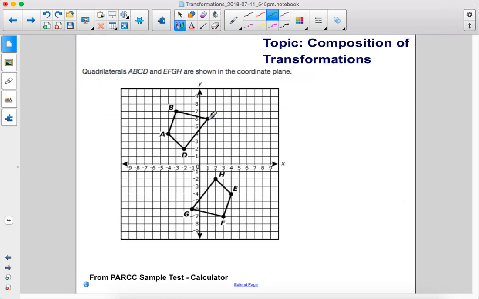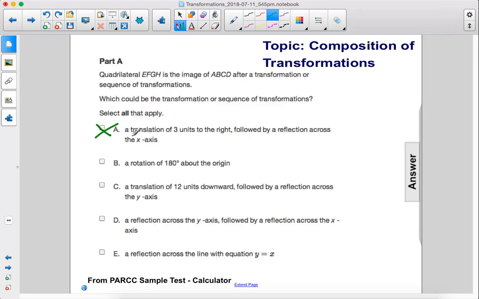So if we did that, say to point C, 3 to the right, and then a reflection across, this would be 6 units below. And no, this point does not end up there, so we can cross out A. It's not A. B: A rotation of 180 degrees about the origin.